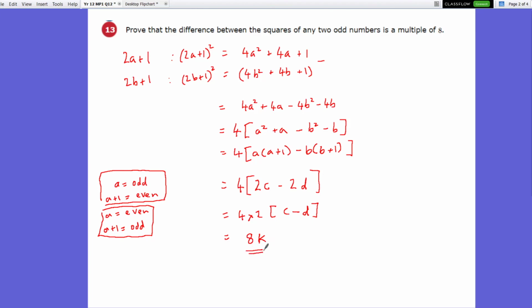So we're going to end up, when we take the difference between the squares of any two odd numbers, with a multiple of 8 for these reasons. Okay.